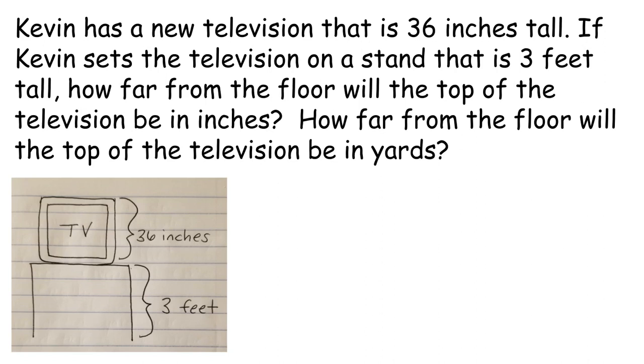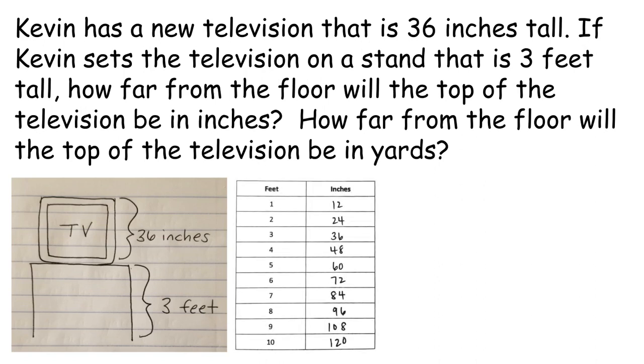So the first thing I'm going to do to try to figure out my problem is I'm going to convert everything to inches. That way I'm dealing with the same unit and I can figure out the rest later. So I could check out my conversion table, or I could do a simple math problem in my head. I know that 12 inches equals 1 foot, and my TV stand is 3 feet tall. 3 times 12 equals 36 inches.